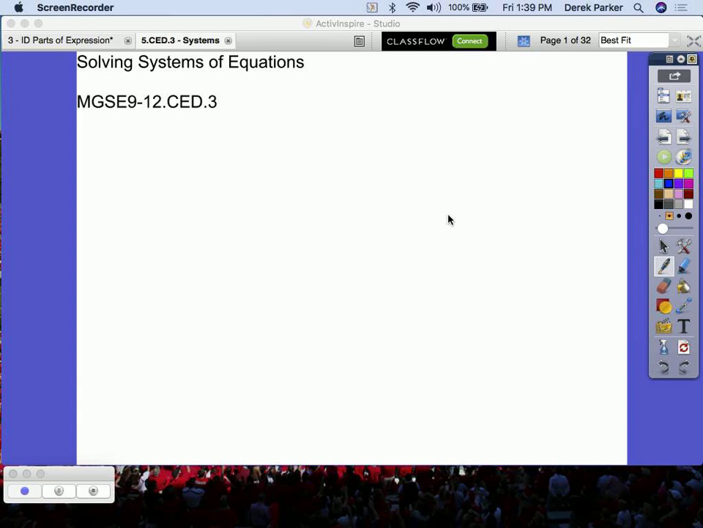Today we're going to learn about solving systems of equations using methods other than graphing. For example, substitution or elimination. The standard is MGSE 9-12.CED.3.